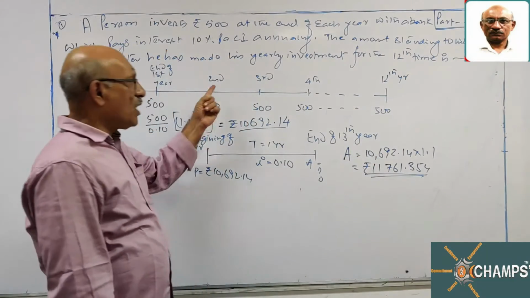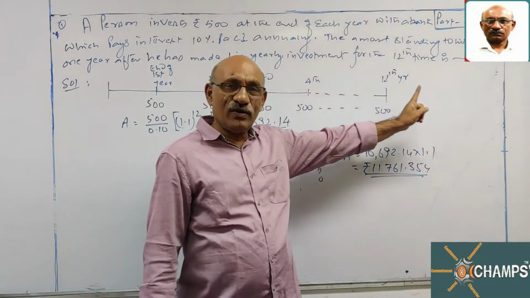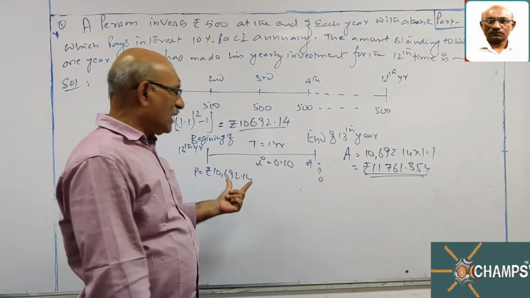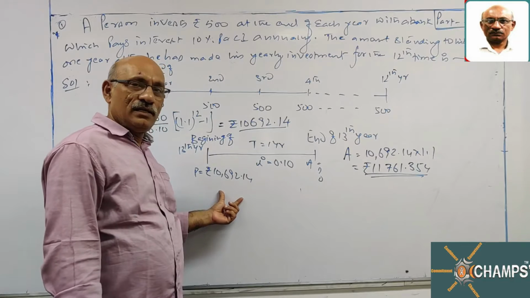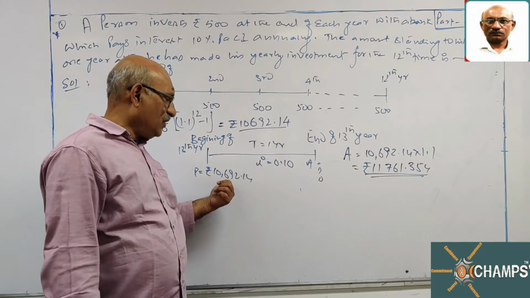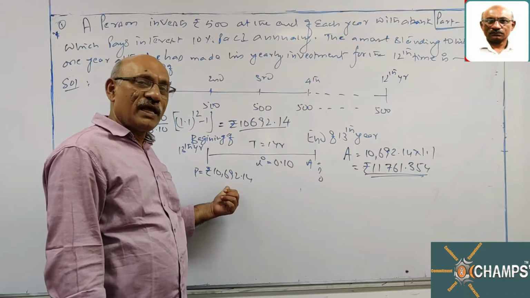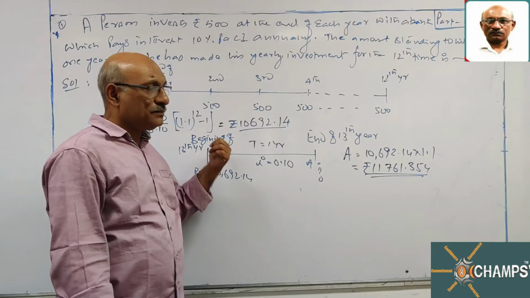Means two concepts are involved here. First 12 years annuity concept, and for the 13th year it is compound interest concept. For 1 year he is getting 10% interest on this. This is 10,692 one-time investment, so compound interest concept I use. Okay.